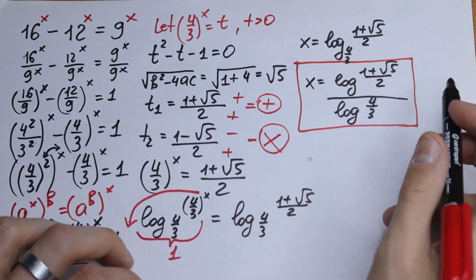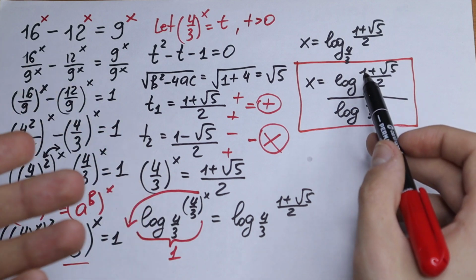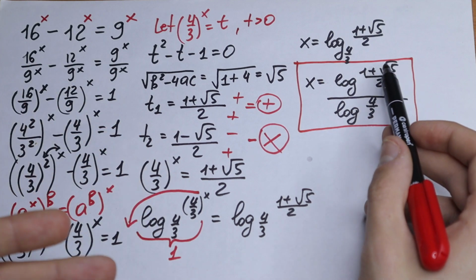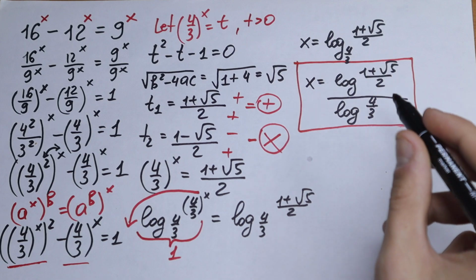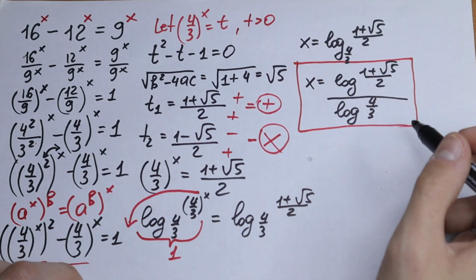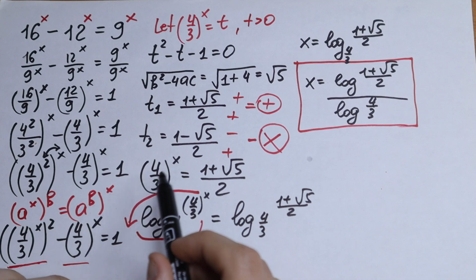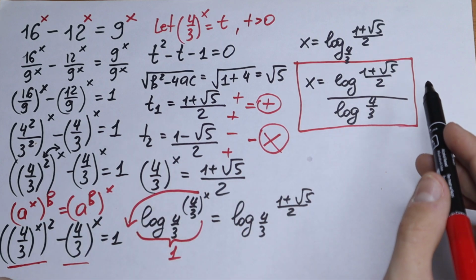A little bit complicated answer, because we have logarithm, numerator, denominator, we have square root, but it's really fast to calculate on our telephone. So this is our answer, this is our solution to this interesting equation.